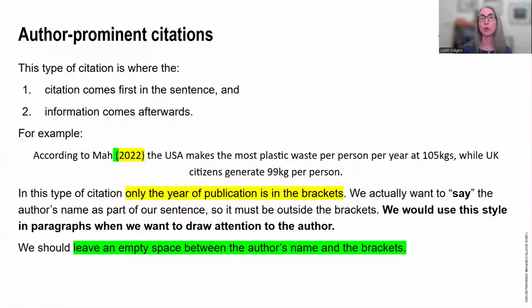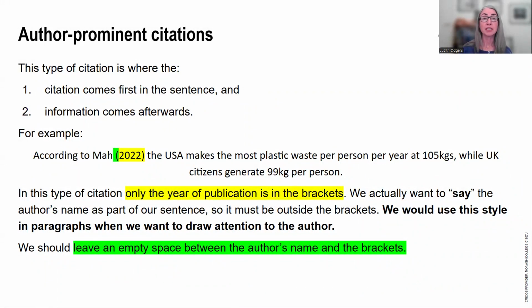Now let's move on to author prominent citations. This type of citation is where the citation comes first in the sentence and the information comes afterwards. For example, according to Ma, the USA makes the most plastic waste per person per year at 105 kilograms, while UK citizens generate 99 kilograms per person.